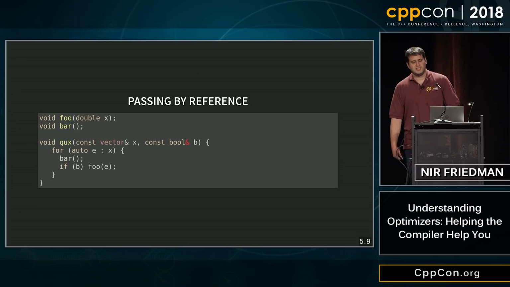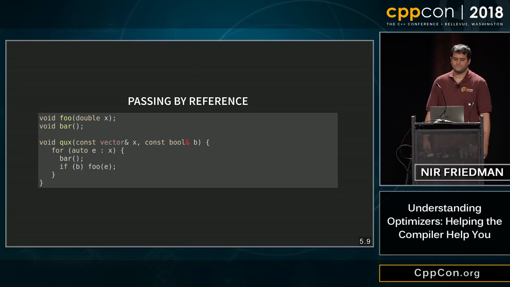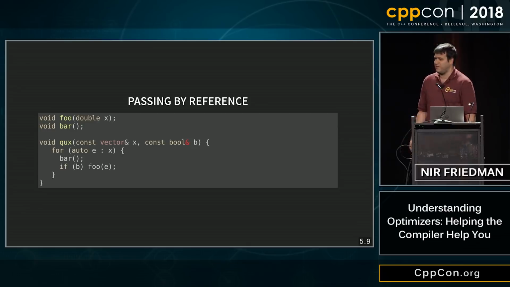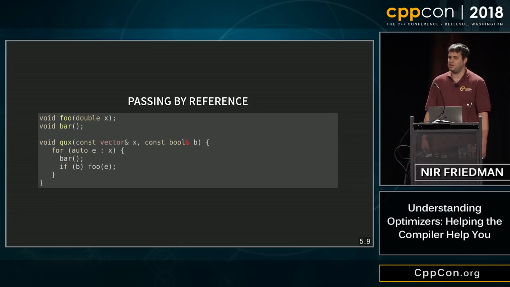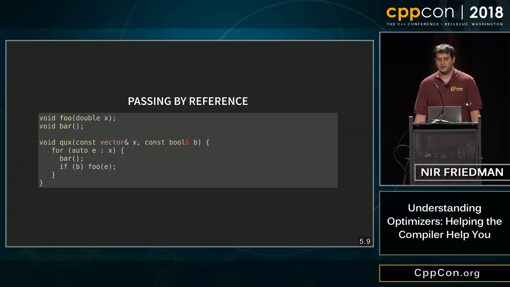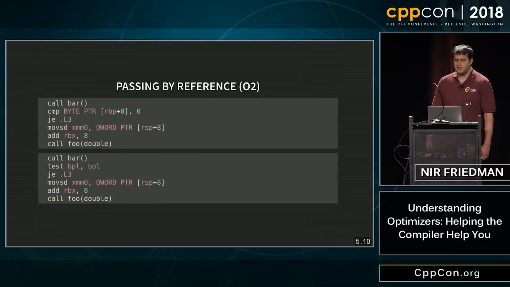So let's look at this example. So we have quux. Sorry about the function names. I'm lazy. I couldn't think of cute examples like some speakers. Okay, so you've got quux. Quux goes in a loop. Every time through the loop, it calls bar. If b is true, it also calls this other function foo. Okay? And you have foo and bar. The compiler doesn't see their definitions, only their declarations. Great? Great. Okay.